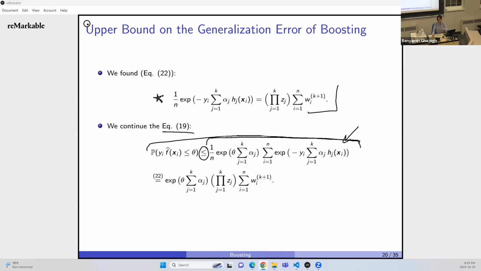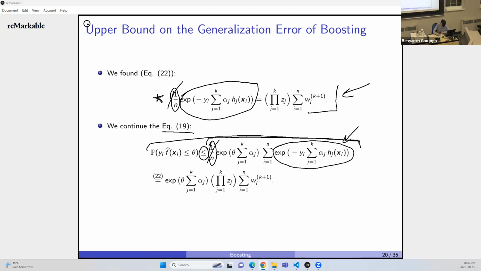Agreed? Now I'm simplifying the upper bound using what we just found. What is this? Very interesting. 1 over n times this. Do we have it here? Yes, 1 over n times this. Where is that? It's here. Am I right? Okay. Replace. So 1 over n is here.